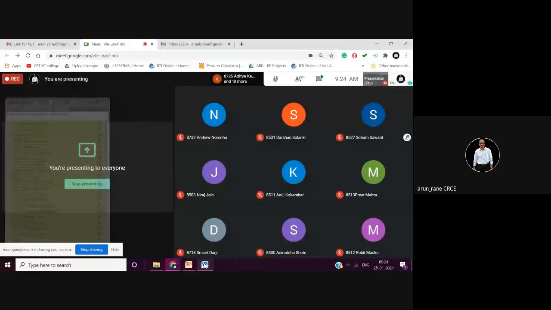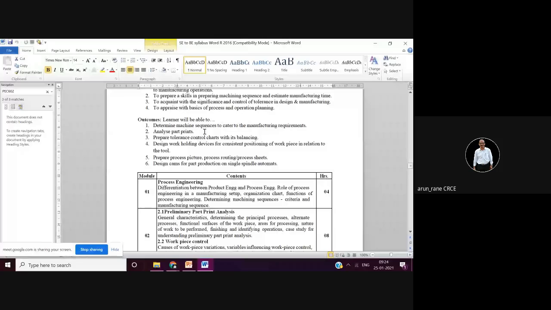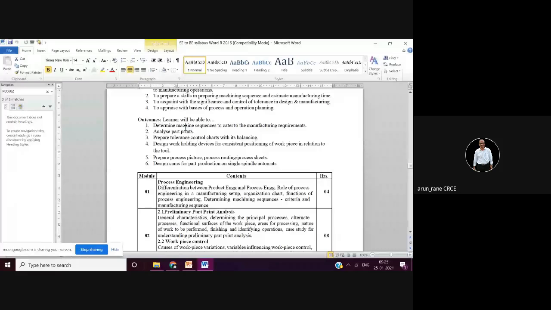So I was talking about objectives. Now, what are the outcomes? So the outcomes will be that you will be able to decide what the machine sequences will be. Just now I told you, you have to do hardening first and then only you have to do grinding, or you have to do drilling first and then only you can go for threading. Then whether to go for thread rolling or whether to go for CNC or whether to go for SPM, that is facing and centering.